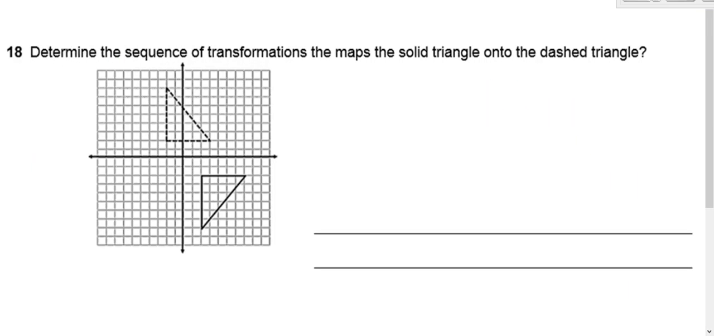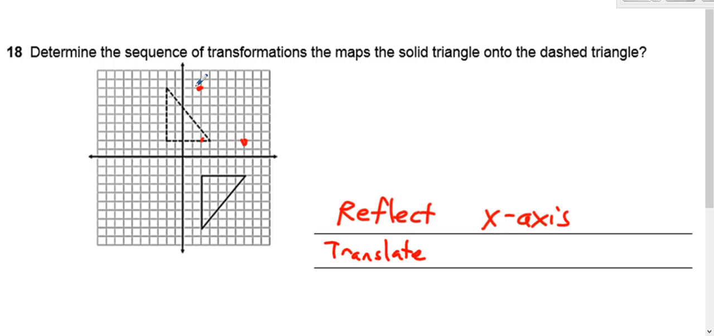Determine the sequence of transformations that maps it from the solid onto the dashed. So first, that looks like a reflection. If you reflect it over the x-axis, we'll end up right there on those vertices. So then we just have to shift it to the left, translate to the left, 1, 2, 3, 4. You can write that as a vector, -4, 0.